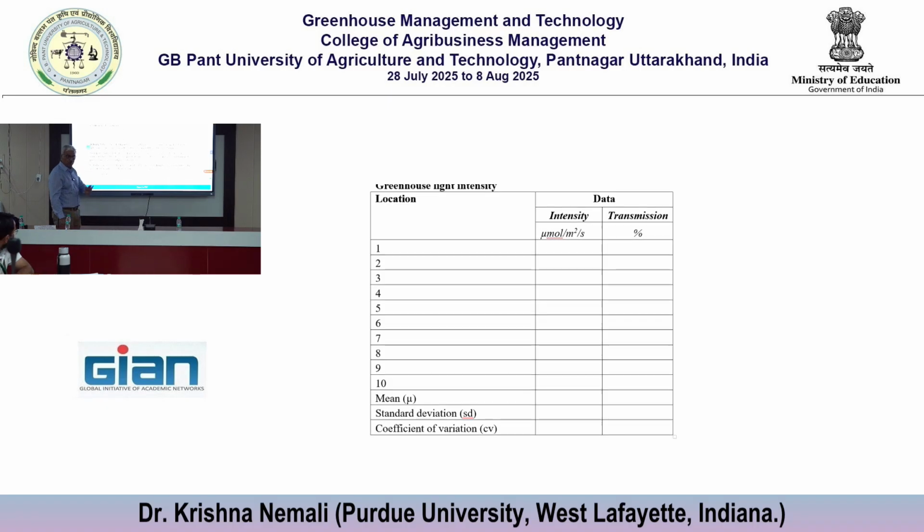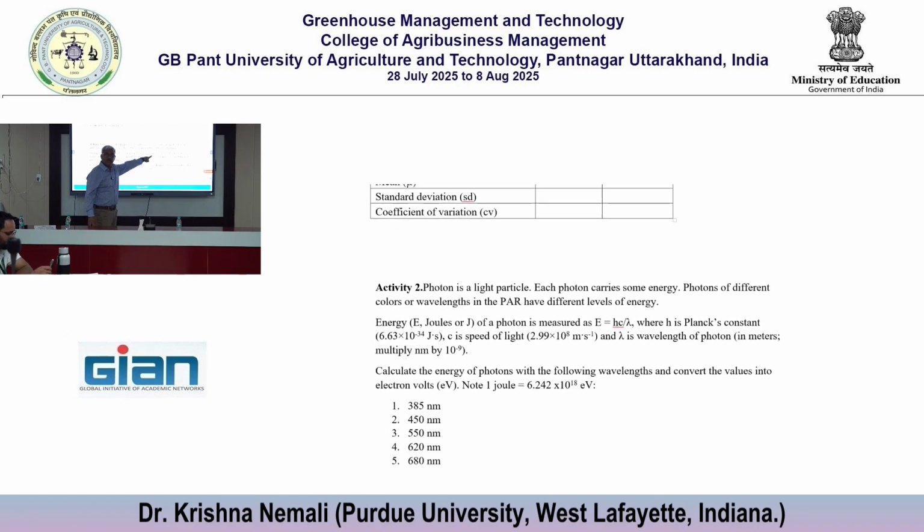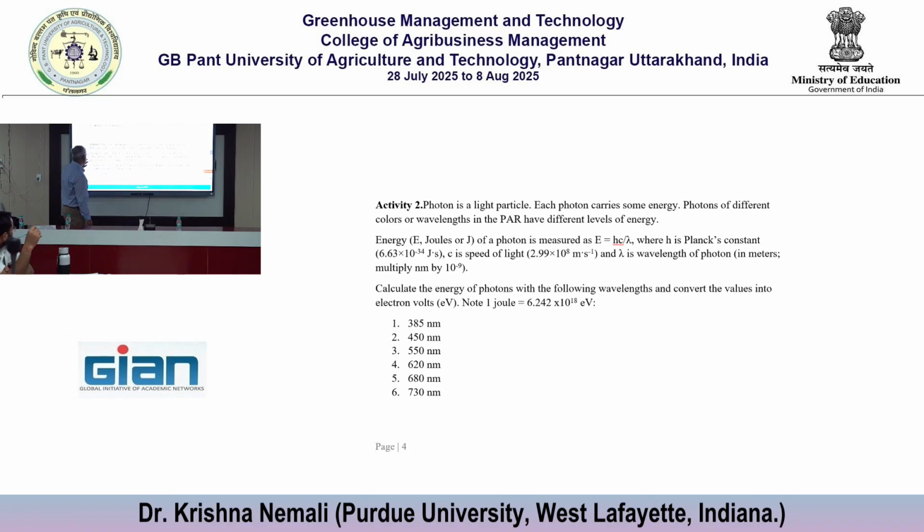This one I think you can do right here. Remember, we talked this morning about the energy concept, right? Each photon carries some energy, and there was an equation. Can anybody tell me that energy equation? Right, E is equal to hc by lambda. So that's what we want to do.